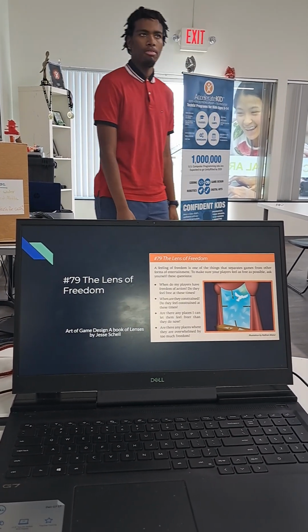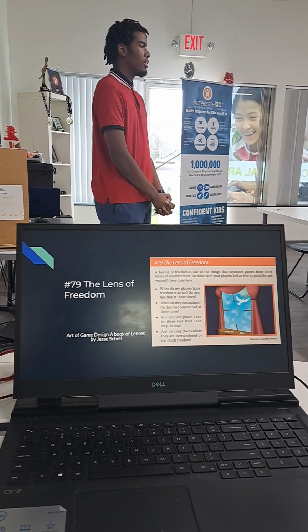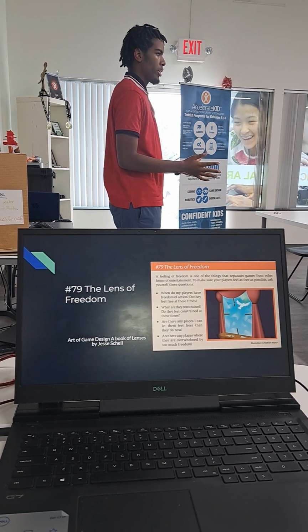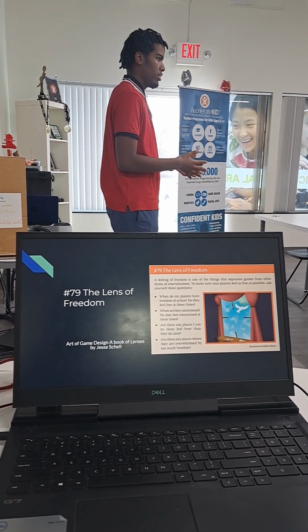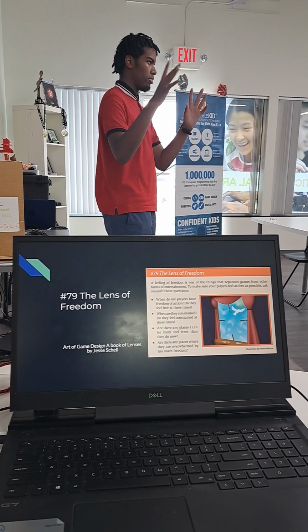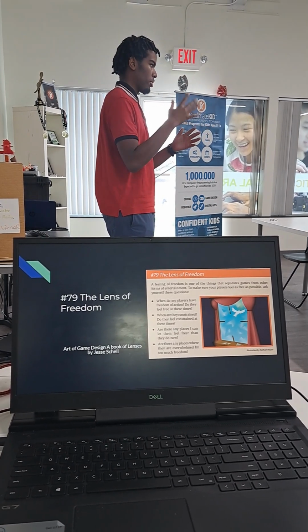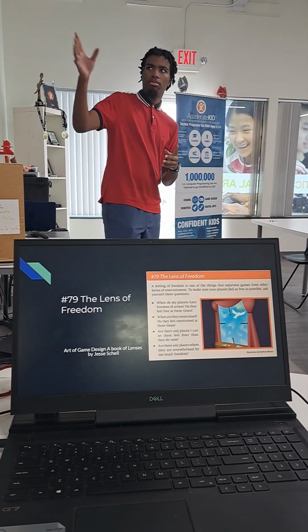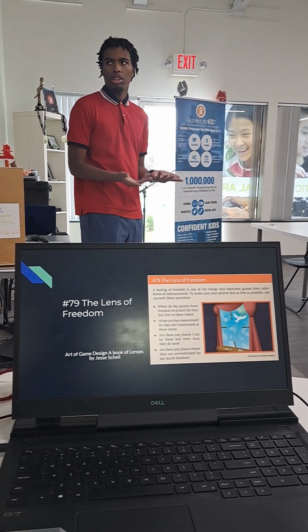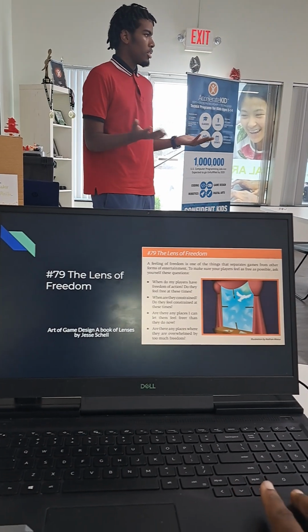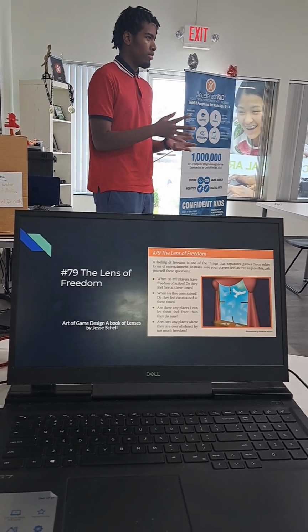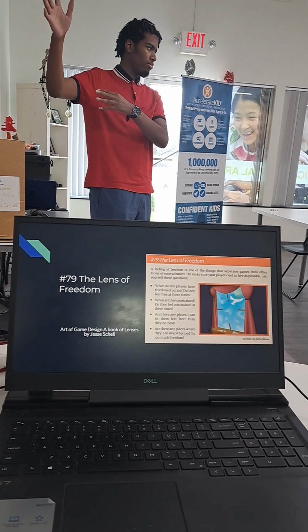The lens of freedom. I would say the lens of freedom is what the player can do in the game and what they can not do. They can do this, but they can't do any of that. So there's a set of rules they have to go by. That's where the lens of freedom comes in, because they're going to feel constrained in some areas, but other than that, that's where the whole lens of freedom comes in.